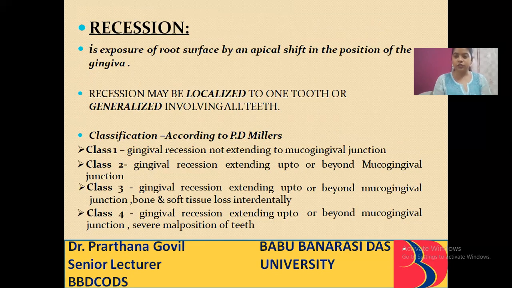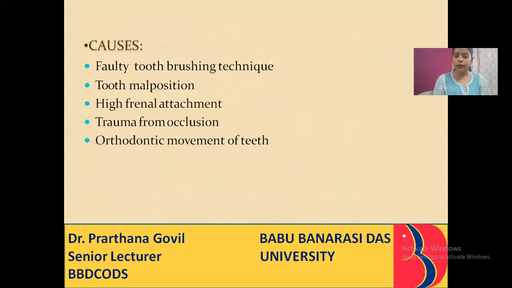If there is generalized recession, the disease progresses from gingivitis to periodontitis. There is a classification according to P.D. Miller's for recession. Class 1: gingival recession not extending to the mucogingival junction. Class 2: gingival recession extending up to or beyond the mucogingival junction. Class 3: gingival recession extending up to or beyond the mucogingival junction, with bone and soft tissue loss. Class 4: gingival recession extending up to or beyond the mucogingival junction, with severe malposition of teeth.